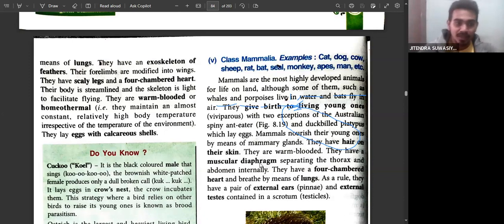After some time they incubate. After incubation, they hatch from the eggs, and after that the offspring of the hens start surviving in the surrounding areas. So that's why they produce calcareous shells, to provide protection.